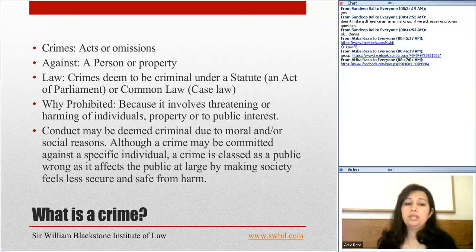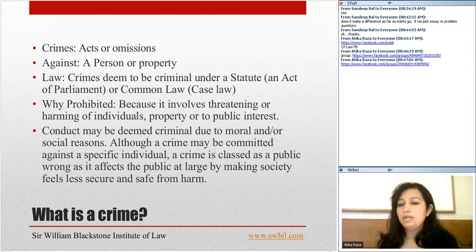Although a crime may be committed against a specified individual, it's still classed as a public law. Why? Because when you are, for example, killing somebody, the lives of other people can be endangered too. A murderer who has the capacity to kill one person may also have the capacity to kill somebody else. So our common goal for a peaceful society is that we don't want to feel less secure. We want to feel safe from harm.